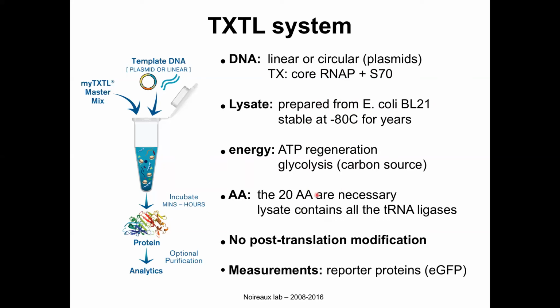We have a mix of the 20 canonical amino acids. There's nothing special there. The lysate contains all the tRNA ligases. There are no post-translational modifications in this system. It's one of the characteristics and maybe a disadvantage, but still so many proteins can be expressed, the library is huge here. And for measurement, you will see we use reporter proteins typically, EGFP, but there are other reporter proteins that work, ECFP, EYFP, Venus, MreB, and so on.